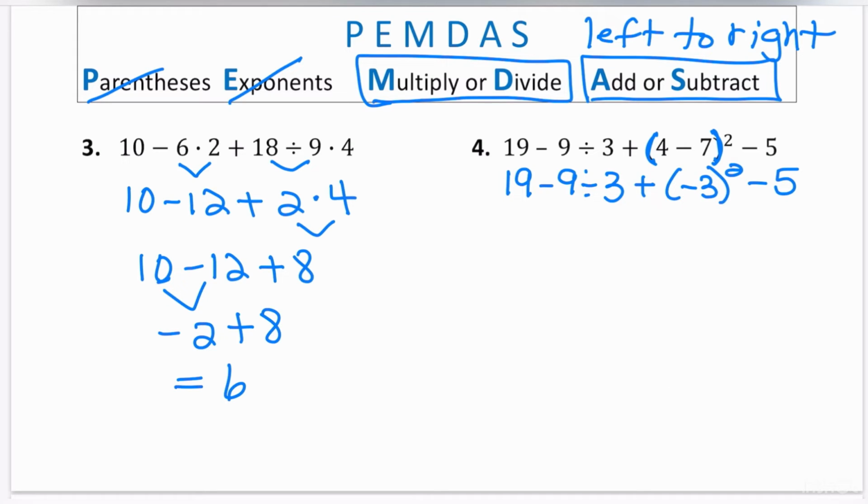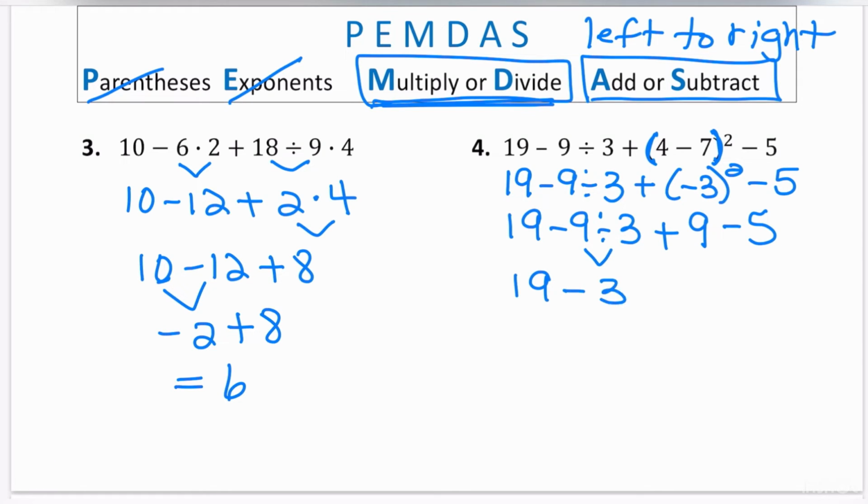So from here, I have 19 minus 9 divided by 3 plus 9, positive 9, minus 5. So I've taken care of parentheses, I've taken care of exponents. I'm on to multiplying or dividing from left to right. The division I have here is 9 divided by 3, which is 3. So 19 minus 3 plus 9 minus 5.